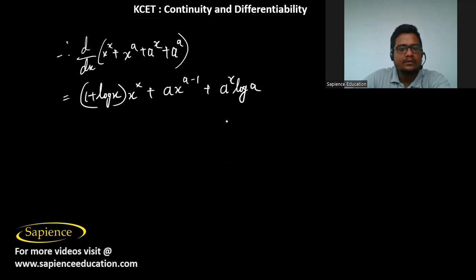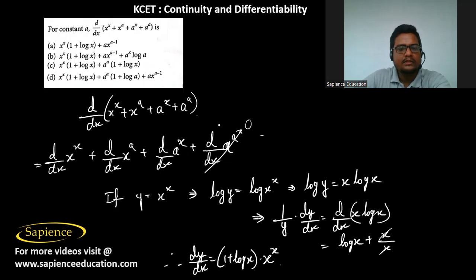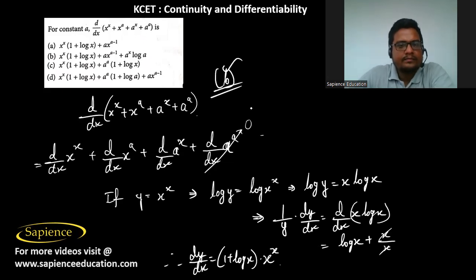So therefore we can write this as, x power x into 1 plus log x, a x power a minus 1, a power x log a. Okay, so option B is the correct answer.